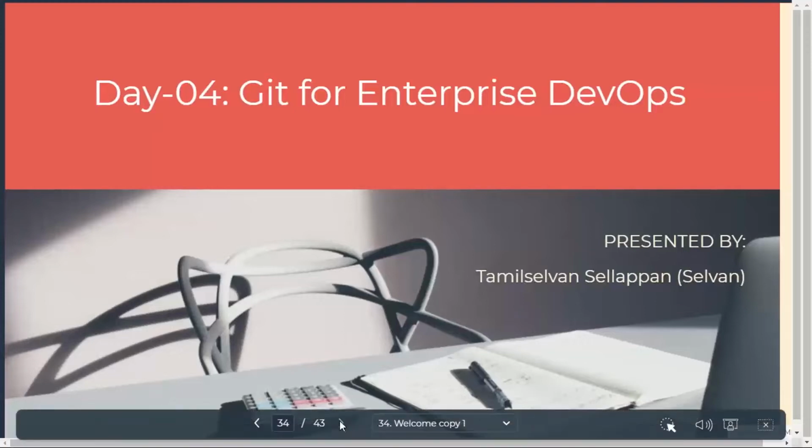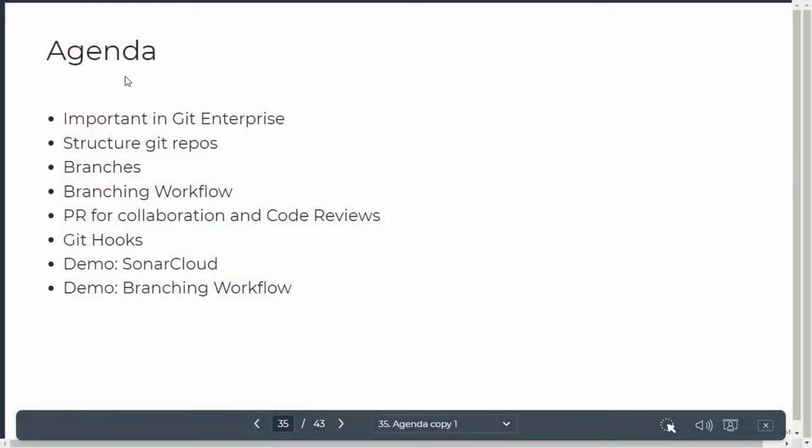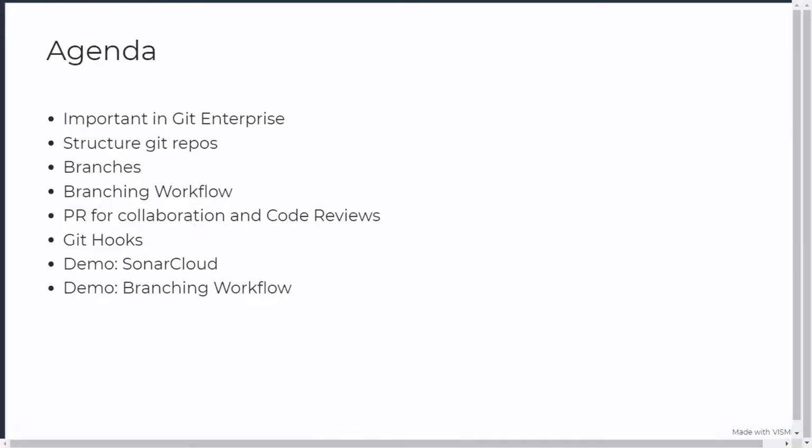Our agenda for today's session: first, the importance of Git in the enterprise, and how we have to structure the Git repositories, because there are two structures that we are going to discuss in detail. Then the branches: we know we can create many branches, but when merging with the project, what are the types of branches, like feature branch, hotfix, and release branch? There are many terminologies that we are going to see there.